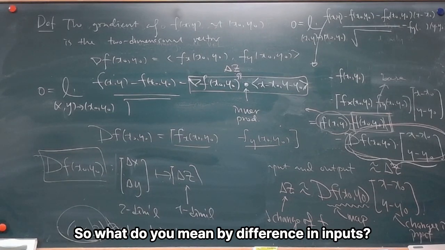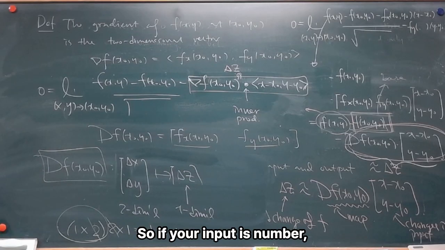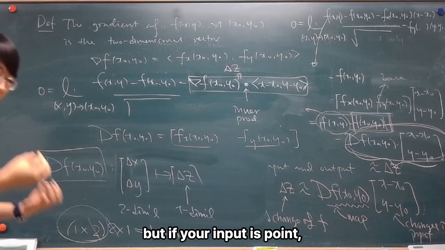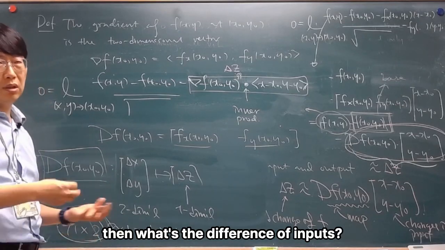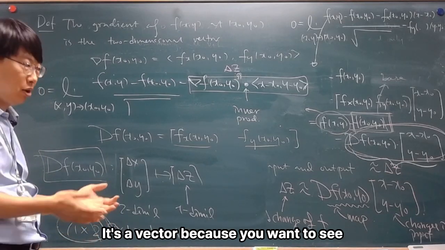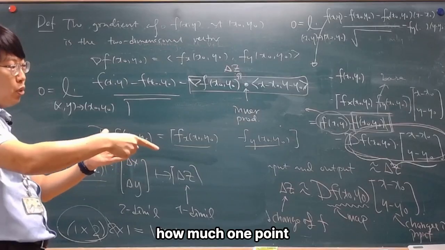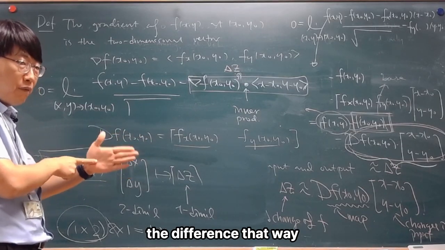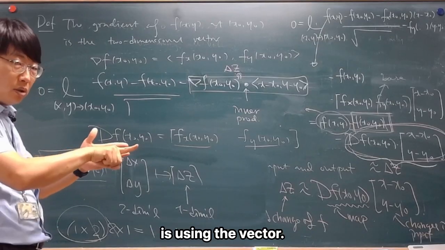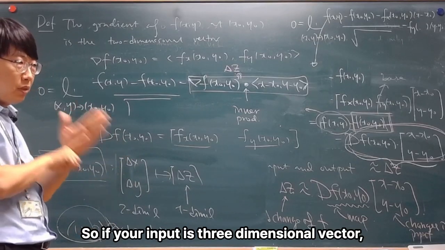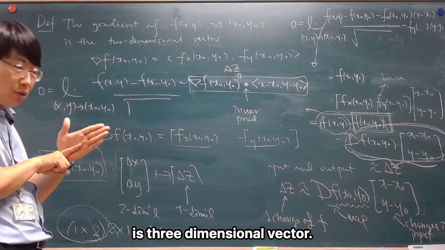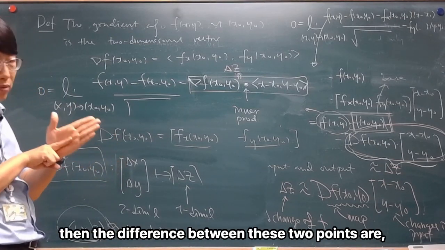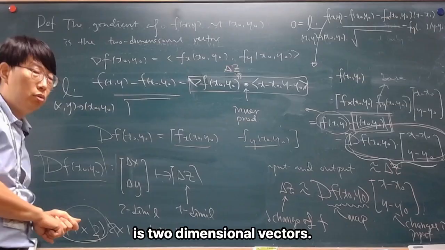So what do you mean by difference in inputs? It depends on what your input is. So if your input is a number, then the difference of input is also one number. But if your input is a point, then what's the difference of inputs? It's a vector, because you want to see how much one point has moved away from another point. The only way you can find out the difference in that way is using a vector. So if your input is a three-dimensional vector, the difference in three-dimensional vectors is a three-dimensional vector. And if you have two-dimensional points, then the difference between these 2 points is a two-dimensional vector.